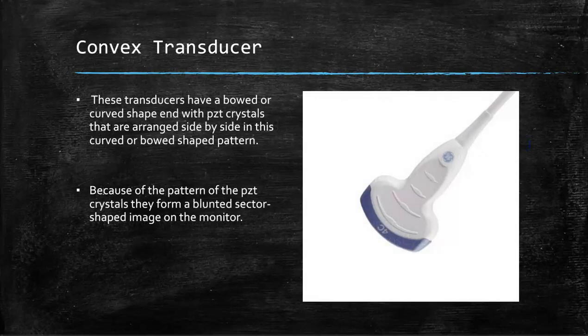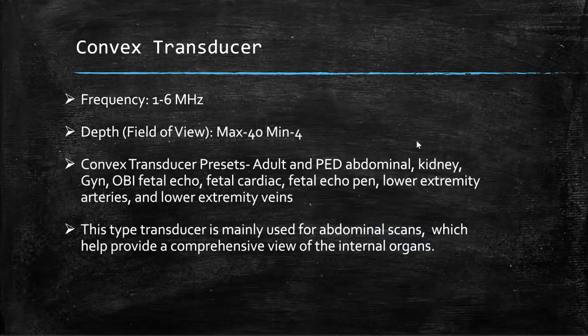Convex transducers. These transducers have a boat or curve-shaped end with PZT crystals that are arranged side by side in this curved or bow-shaped pattern. Because of the pattern of the PZT crystals, they form a blunted sector-shaped image on the monitor. Frequency 1 to 6 megahertz, depth maximum 40, minimum 4. Presets: adult and PED abdominal, kidney, GYN, OB, fetal echo, fetal cardiac, fetal echo pen, and etc. This type of transducer is mainly used for abdominal scans.